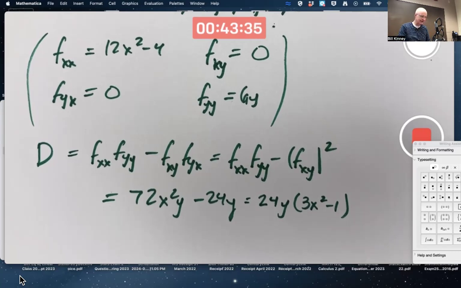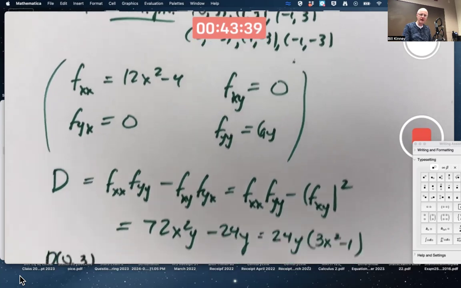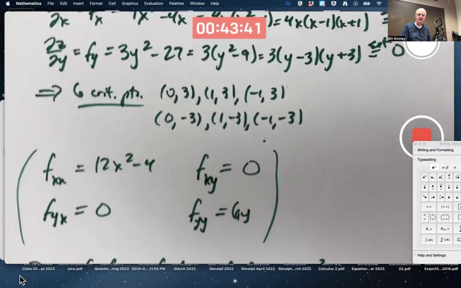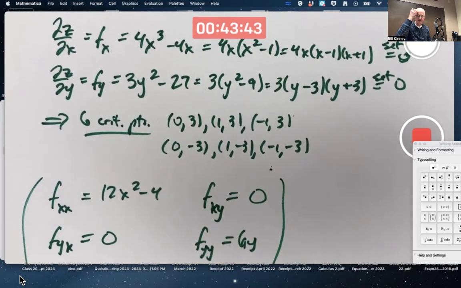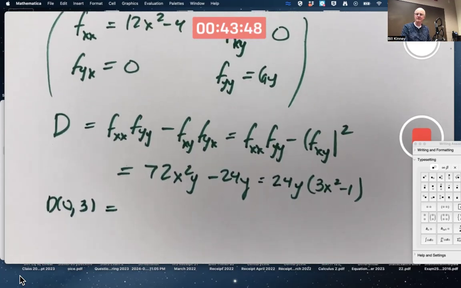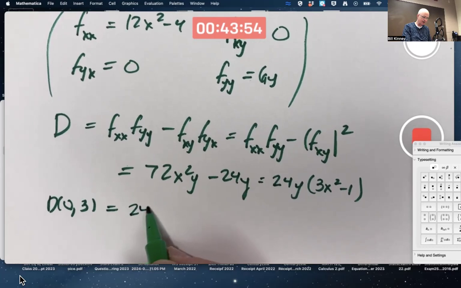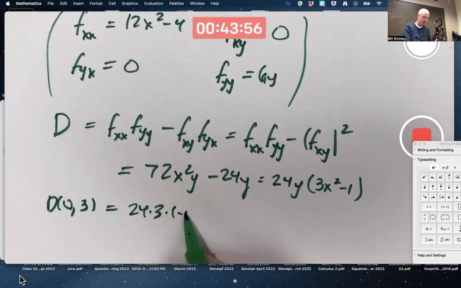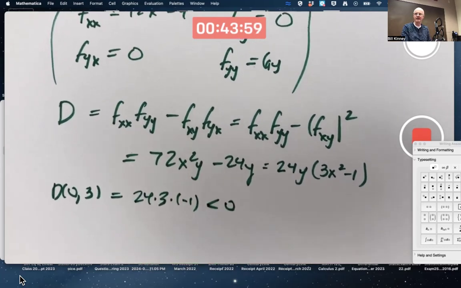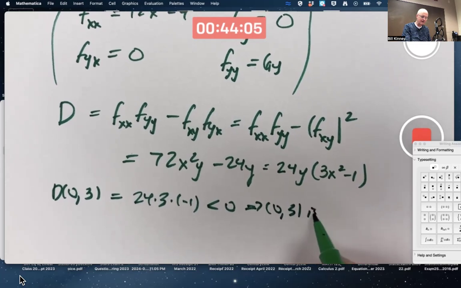So let's try some of the examples here. What's D evaluated at (0, 3), for example? You plug in critical points here. (0, 3) was the first critical point. You don't plug in other points, just plug in critical points. x is 0, y is 3. If I use the second formula, I get 24 times 3 times negative 1, which is negative 72. But the important thing is that it's negative. That means (0, 3) is a saddle point.